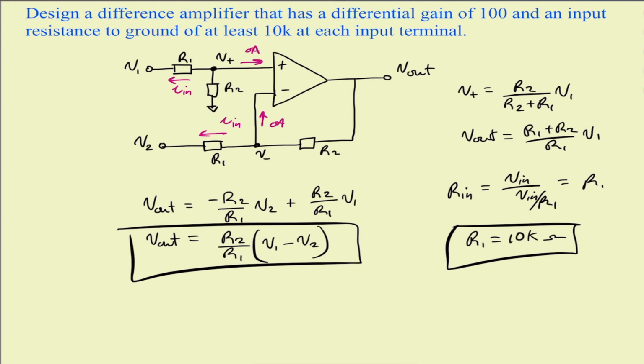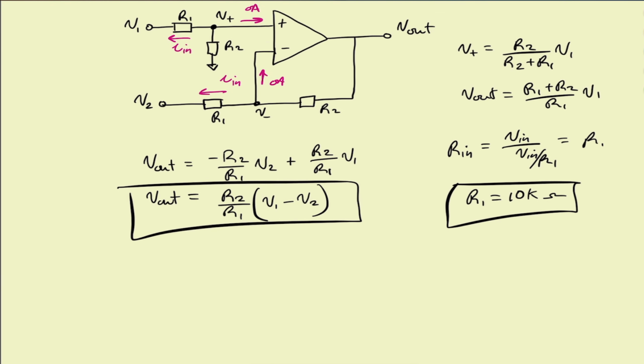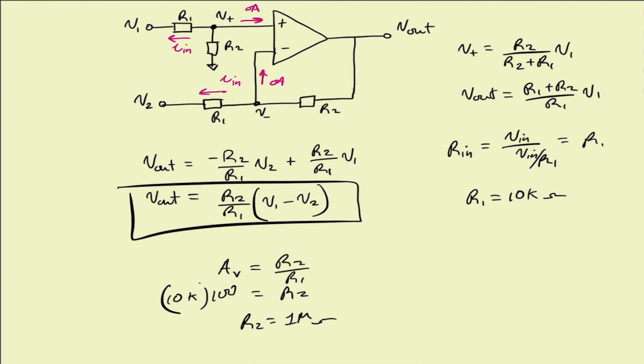If we choose our input resistance to be 10 kiloohms, we can then find our R2 resistor. Let's write the equation for the voltage gain, R2 over R1. So we know that the voltage gain is 100, and thus we can get R2 to be 100 times 10 kiloohms. So R2 is equal to 1 megaohm.